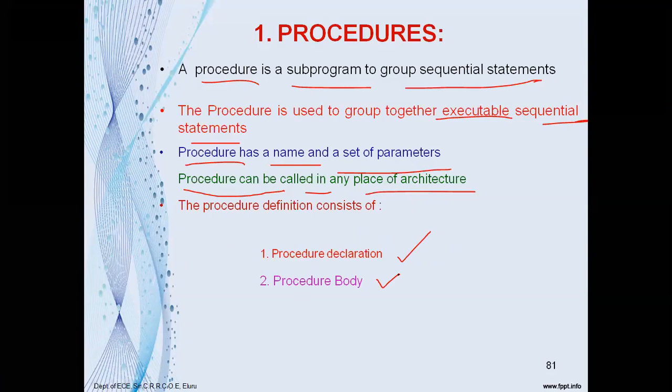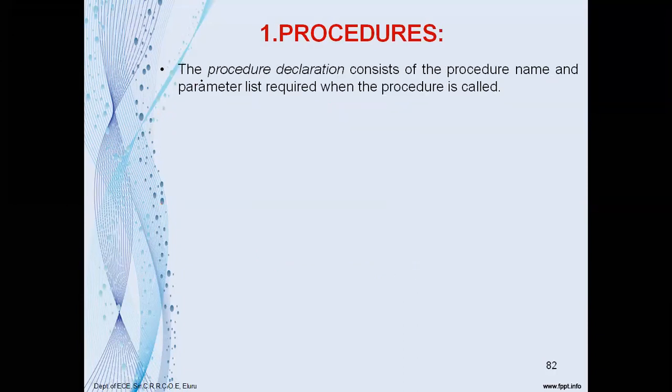Like entity declaration, right? And architecture. In the architecture we have declaration and architecture body. So similarly here the procedure consists of two parts: procedure declaration, procedure body. So what is the purpose of procedure declaration? The procedure declaration consists of the procedure name and the parameters that we listed in that procedure.